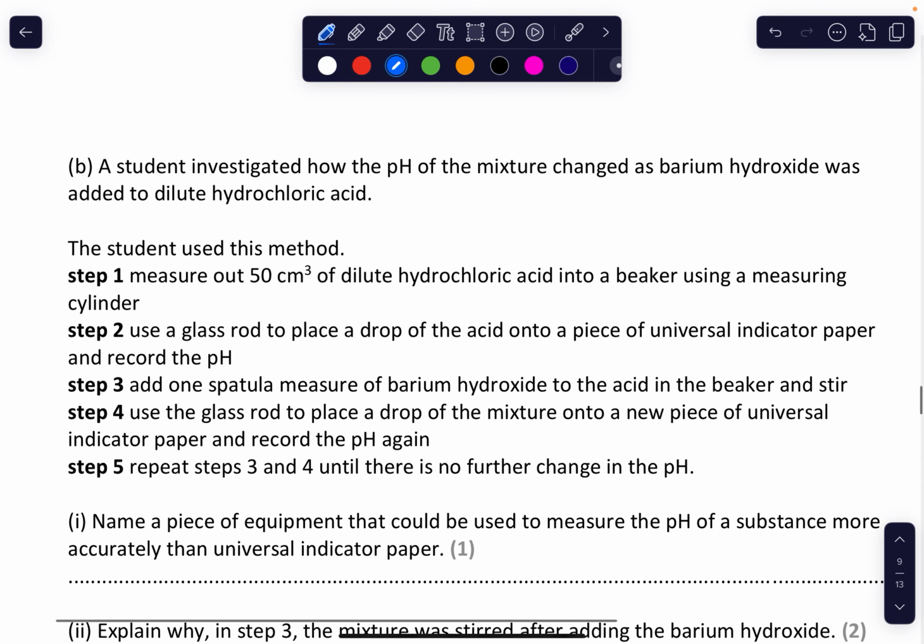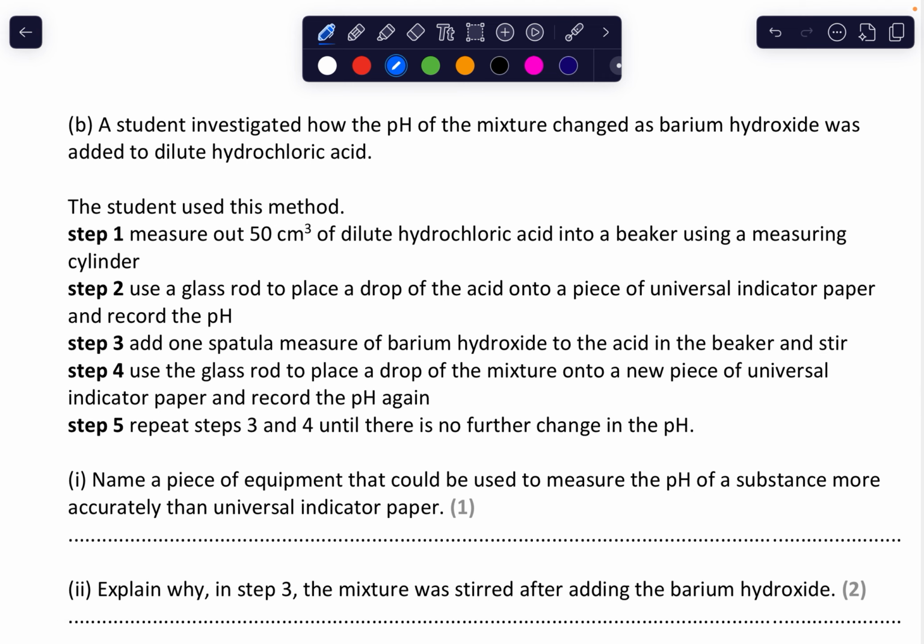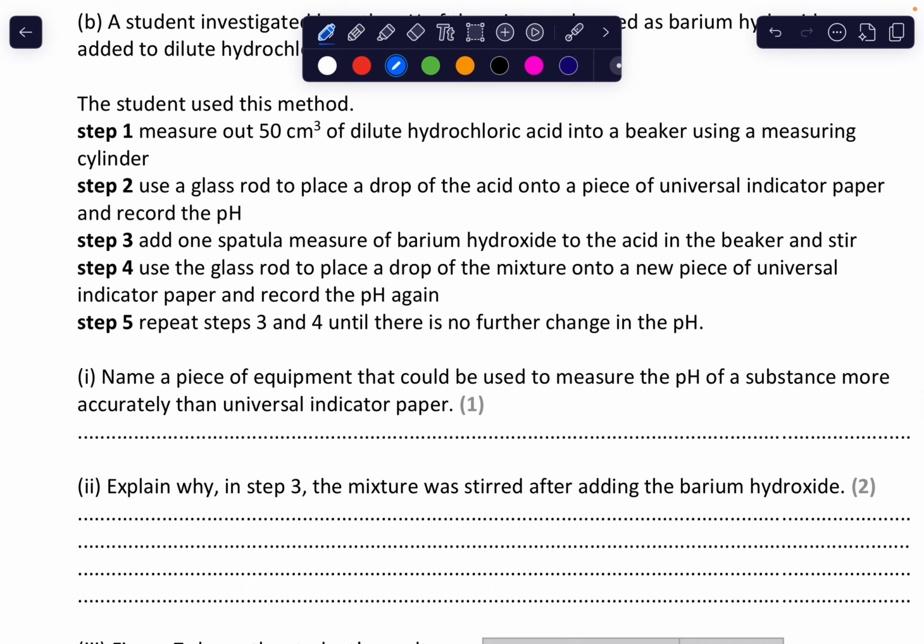So we've got a student here investigating a practical. It wants us to name a piece of equipment that could be used to measure the pH that's more accurate. This is a popular question, and what we would use rather than universal indicator paper would be a pH meter or pH probe, because that would give us a digital reading of the pH that would be far more accurate.